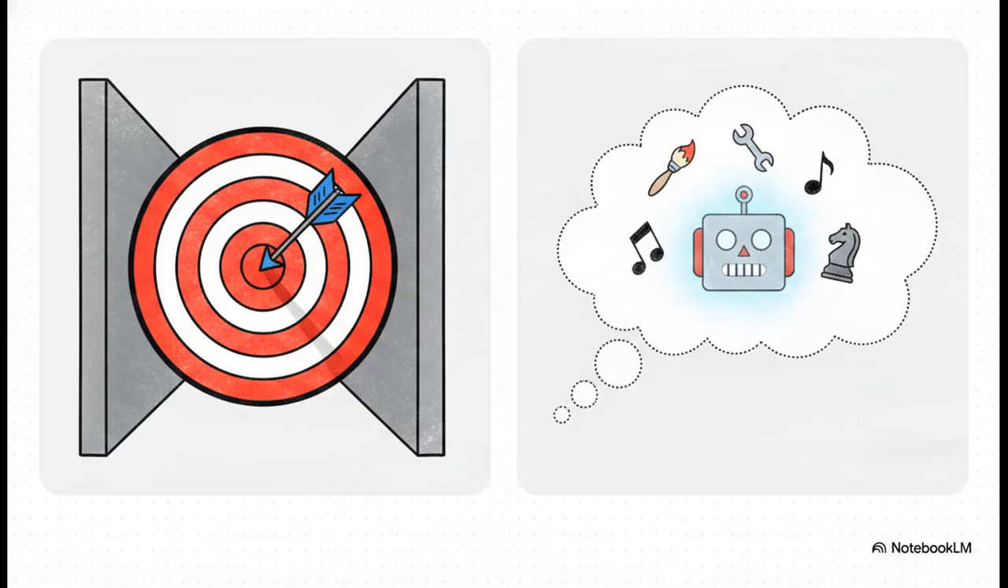Here is the reality check you need to keep in your back pocket. Absolutely everything in production today is narrow AI. The whole shebang. From image recognition on your phone to the recommendation engines on streaming sites, they are all narrow.